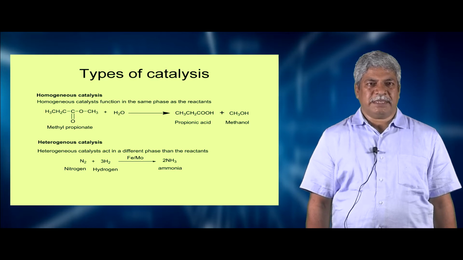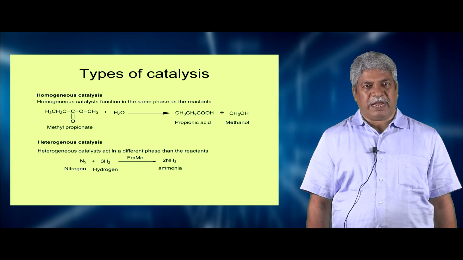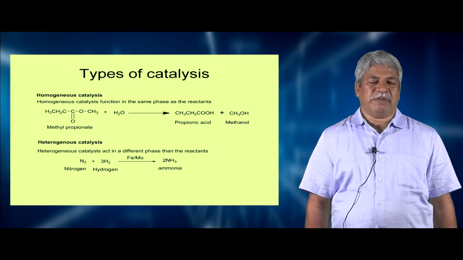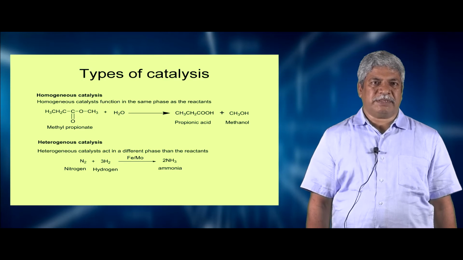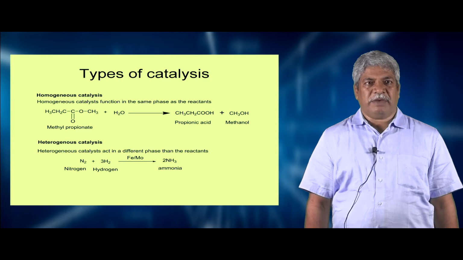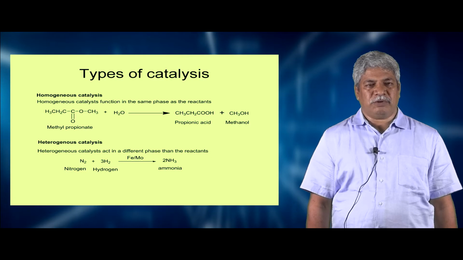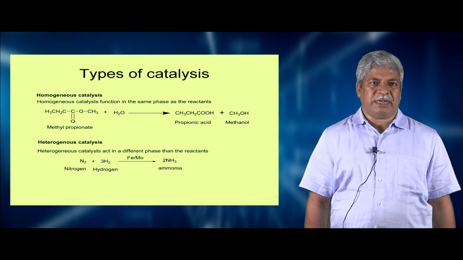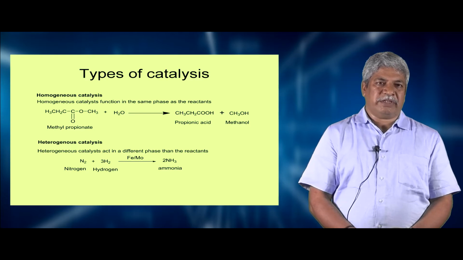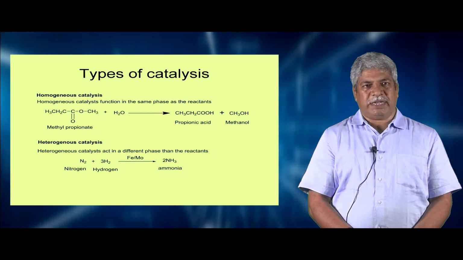In heterogeneous catalysis, the catalyst and the reactants will have different phases. Say, if the catalyst is in solid phase, the reactants will be either in the liquid state or in the gaseous state. For example, the Haber's process, that is the synthesis of ammonia, the fixing of nitrogen from the atmosphere. Here, nitrogen reacts with hydrogen to form ammonia and the catalyst used is iron, and molybdenum is used as a promoter. In this catalytic reaction, iron and molybdenum are in the solid state, whereas the reactants, nitrogen and hydrogen, are in the gaseous state. Being in different states, we call it heterogeneous catalysis.